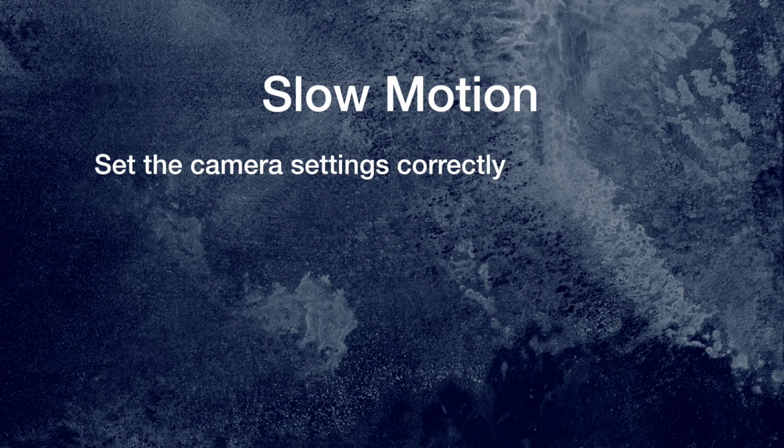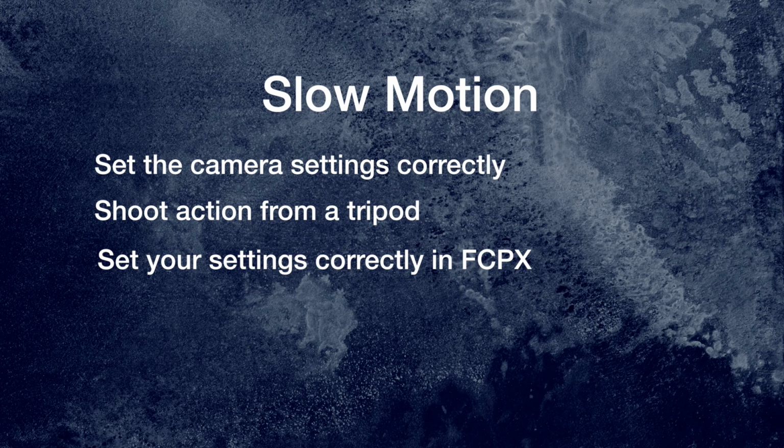So there are some keys to be able to shoot in slow motion. First, you want to make sure you set the camera to 60 frames per second and also set your shutter speed. Then you need to shoot action. And you need to shoot the action from a stationary camera that is on a tripod so it's not shaking at all. You need to make sure that you set your settings correctly in Final Cut Pro to make the video look good. And the last thing you should do is have some fun.